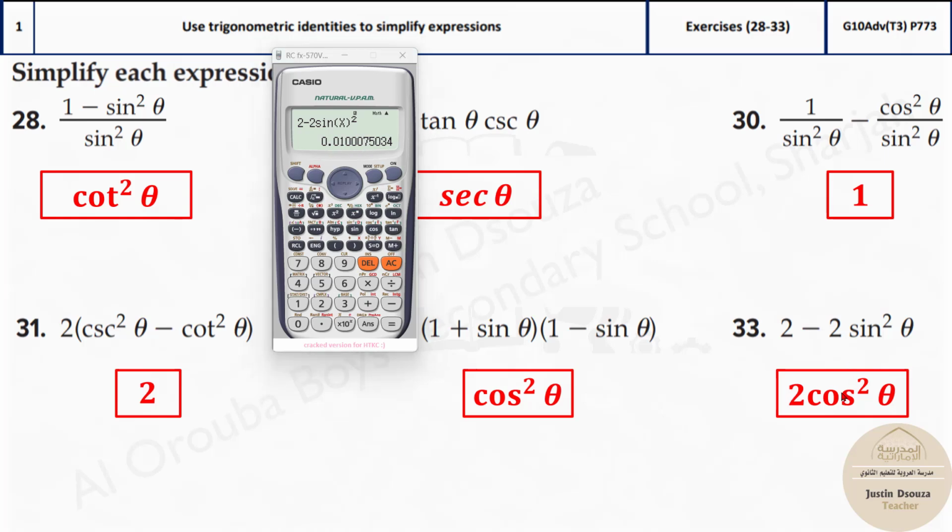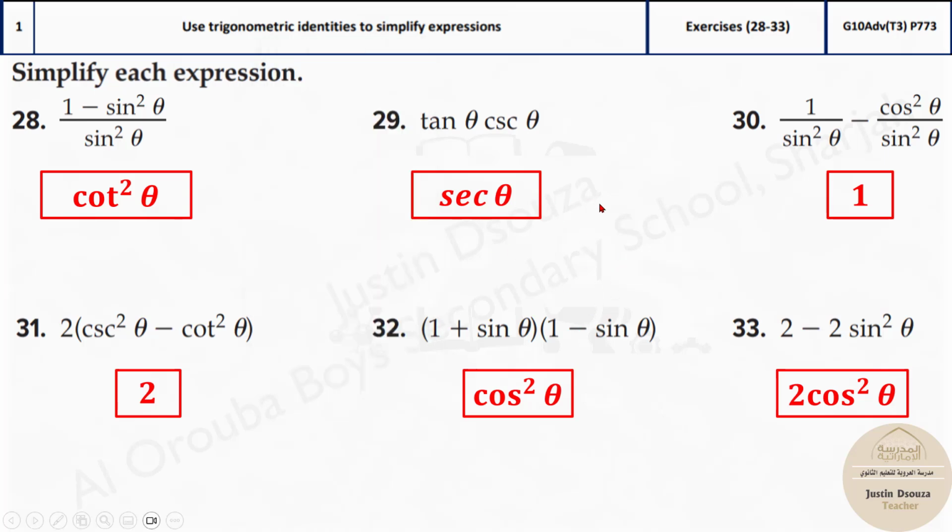0.01000. Now here we have 2 cos square theta. So let's put 2 cos alpha x, close the bracket, squared. And now calculate the same value. I just press directly equal to. That's matching. So only one answer will match, all the others will not. So this is your correct answer. That's how easily you can solve this particular topic.